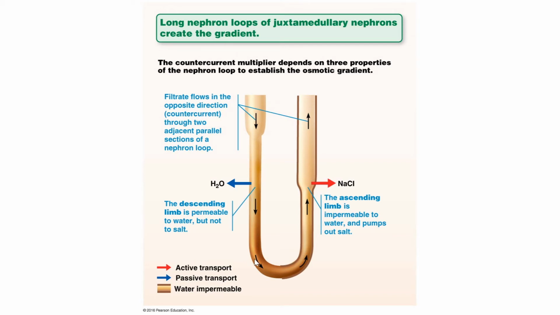The descending limb is permeable to water, so water can leave from here. But then the epithelial tissue actually changes, so this side is permeable to salts, or any solute really. So we can have sodium and chloride leaving here. So the descending limb is only permeable to water, that's number 2, and the ascending limb is only permeable to salt.